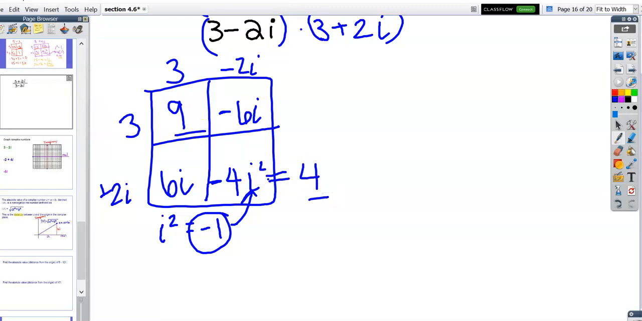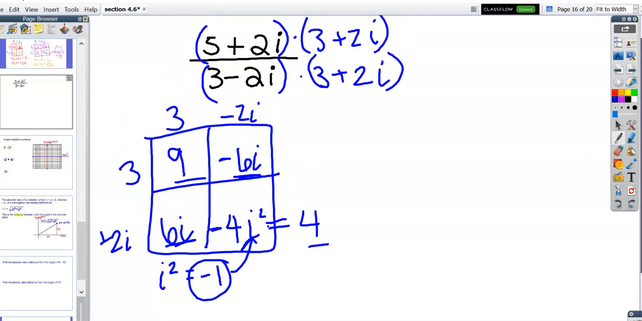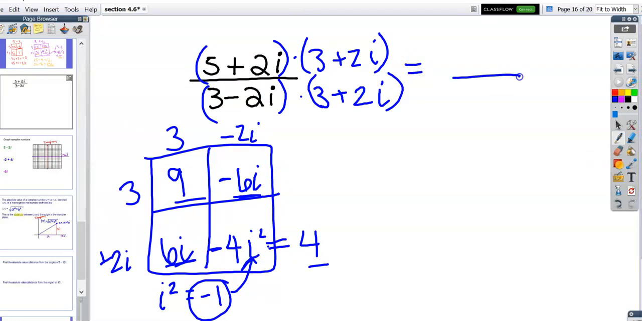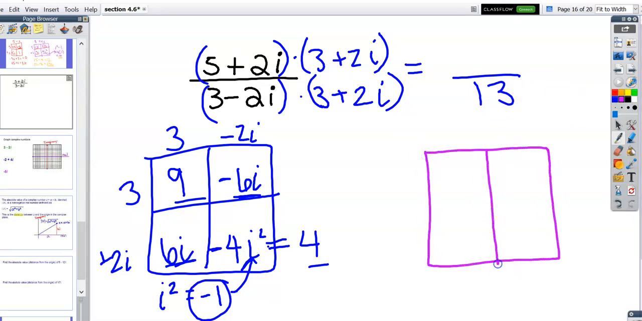Add the rational numbers together. 9 plus 4 is 13. And then negative 6i plus 6i, those should cancel. Negative 6 plus 6 is 0. That's what we want. So 13 is our denominator. Next, multiply the numerator. So 5 plus 2i times 3 plus 2i.